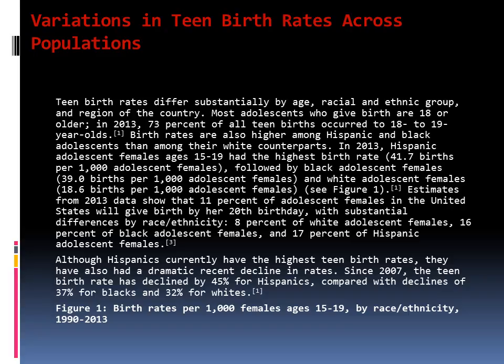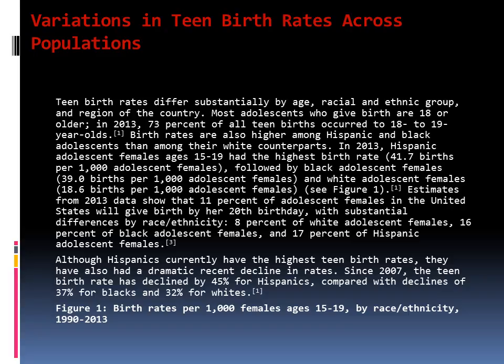Estimates from 2013 data show that 11% of the adolescent females in the United States will give birth by her 20th birthday, with substantial difference by race and ethnicity: 8% of white adolescent females, 16% of Black adolescent females, and 17% of Hispanic adolescent females.